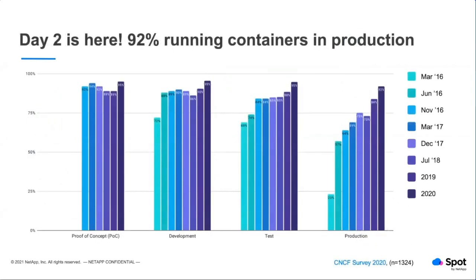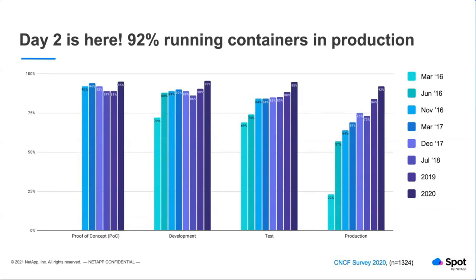So real quick, day 2 is here. You've probably seen these graphs before. These are common adoption graphs going from 2016 all the way through 2020. And the important thing that you can see here is, those lighter colors are the adoptions about 4 years ago, and then the darker purples are adoptions today. Not only is 92% of containers running in production, it's gone up dramatically over the past 4 years, and it's gone up for every environment.